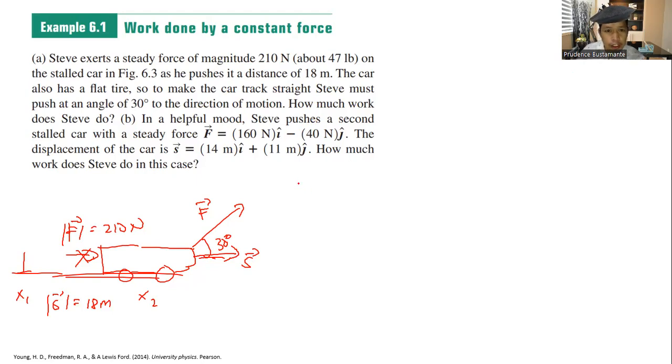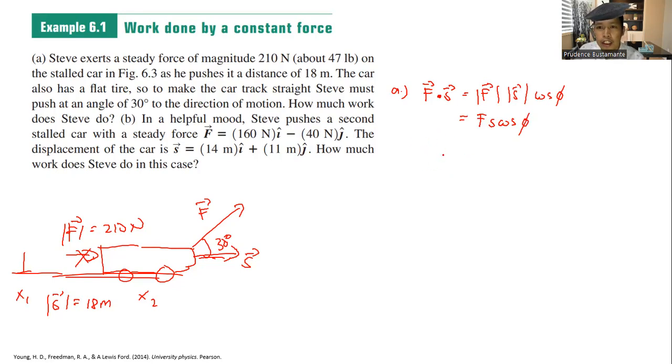So let's answer first letter A. We are given here the definition of work: W = F dot S, which is equal to the magnitude of F times the magnitude of S times cosine of the angle between them. We can also rewrite this as F S cosine of phi.